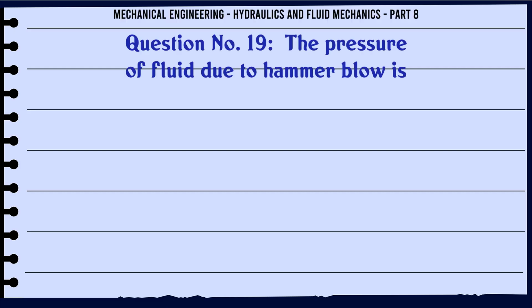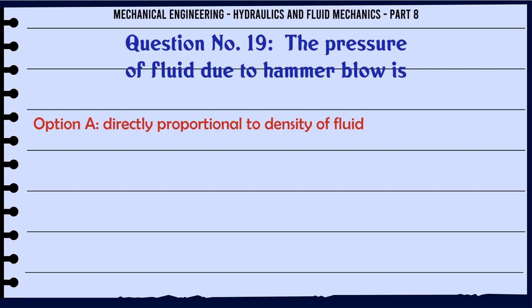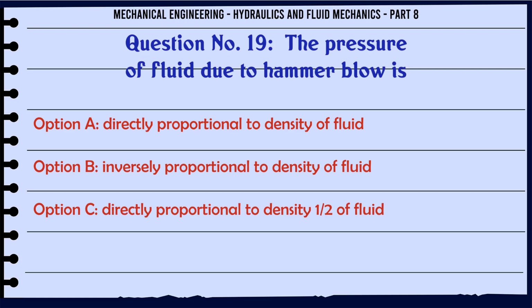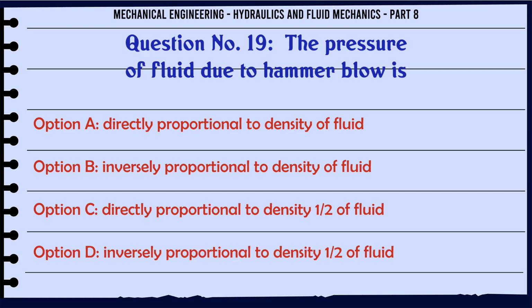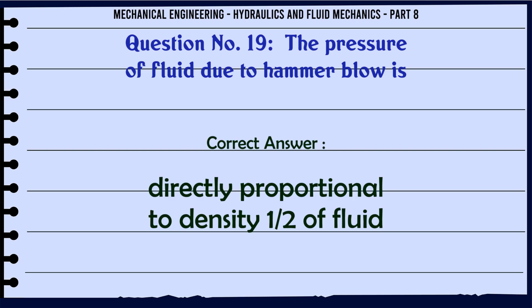The pressure of fluid due to hammer blow is A. directly proportional to density of fluid, B. inversely proportional to density of fluid, C. directly proportional to density 1:2 of fluid, D. inversely proportional to density 1:2 of fluid. The correct answer is directly proportional to density 1:2 of fluid.